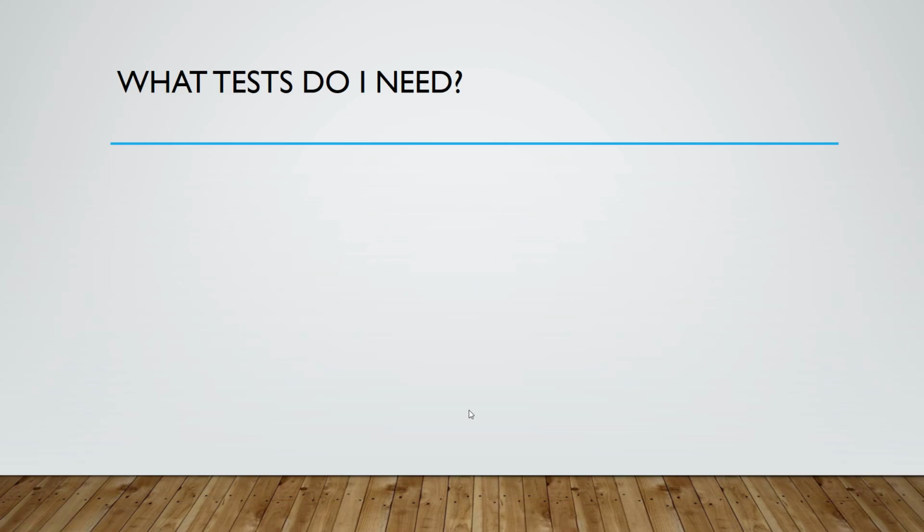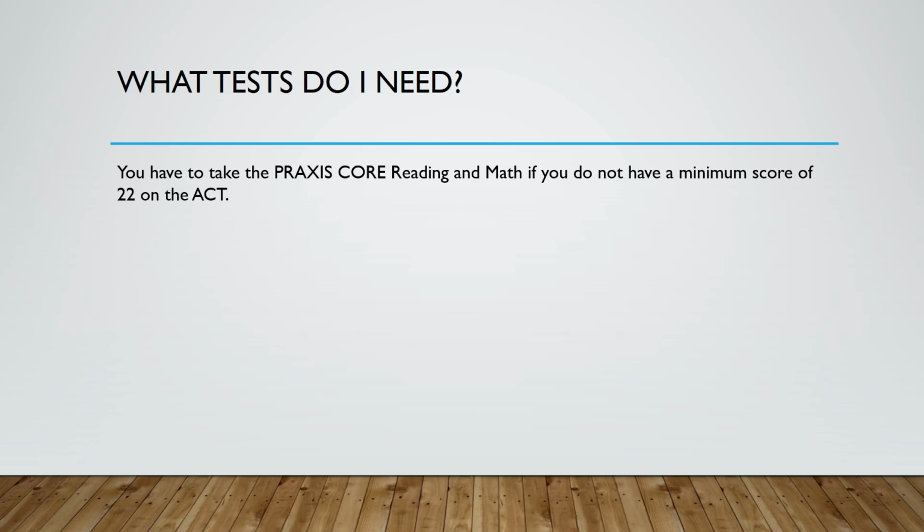So what tests do I need? You have to take the Praxis Core Reading and Math if you do not have a minimum score of 22 on the ACT. Prior to entering your undergrad program, if you took the ACT and scored below a 22, you will have to take reading, math, and everyone must take the Praxis Core Writing, regardless of what your ACT score was. If you scored 22 or higher, you only have to take the Praxis Core Writing.